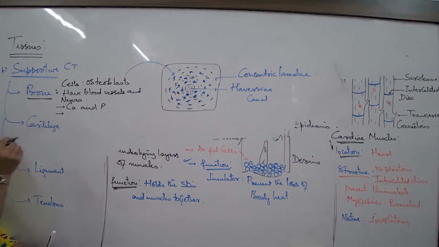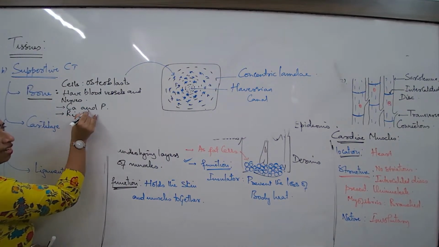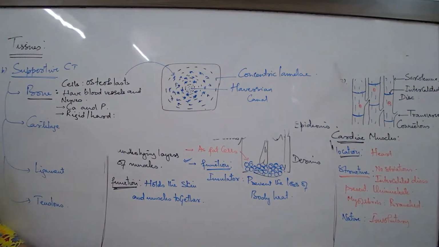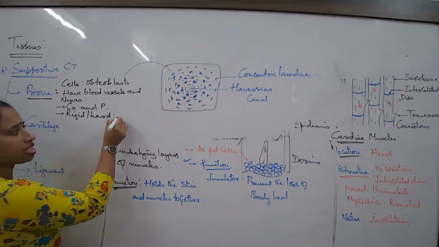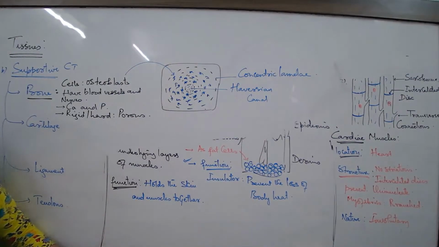Something more that we have to understand: bones are extremely rigid and hard. Are they rigid and hard? Can we bend them? Can we twist them? No, we cannot. It will break. When we look into the texture, the bones are porous.